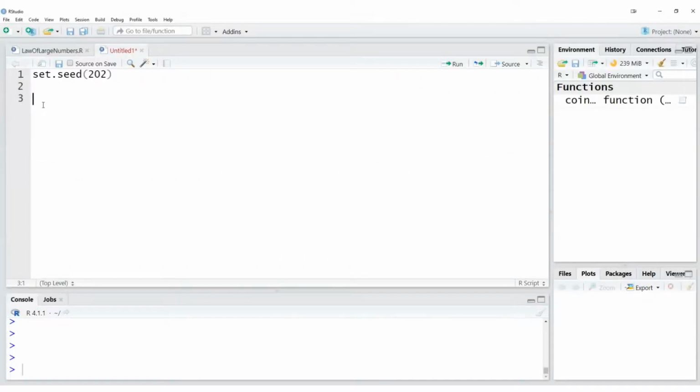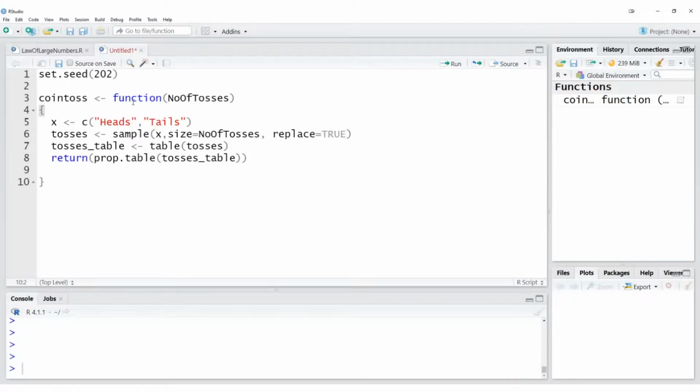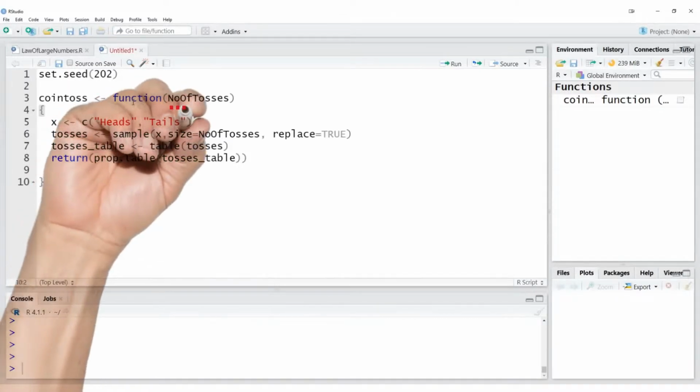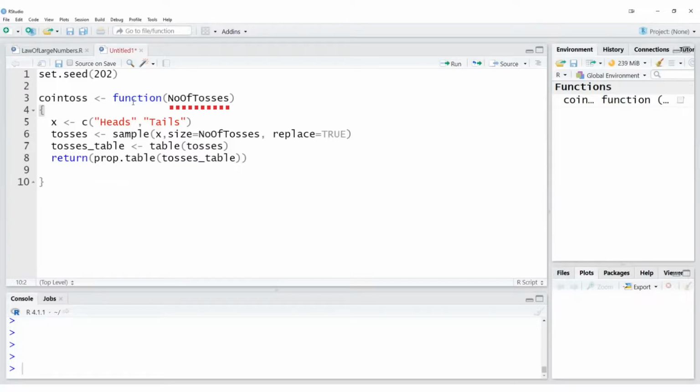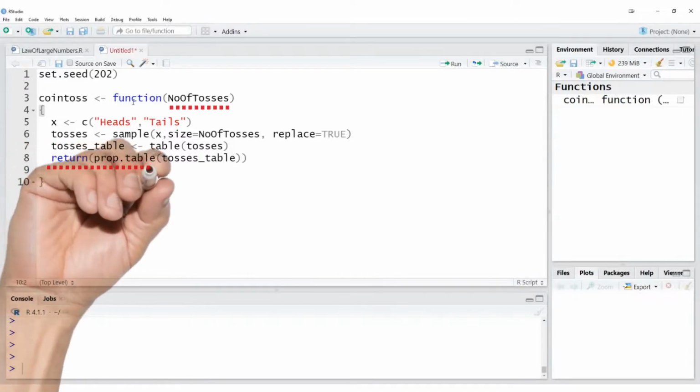Now let us see the law of large numbers in action. We are going to use RStudio to write a simple R script. Let us set the seed first. I have written a simple R function and named it coin toss. We have to pass the number of times we want the coin toss to occur, and it will give the percentage of head and tail outcomes.